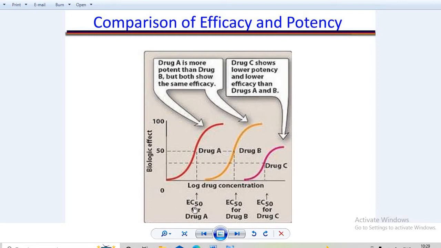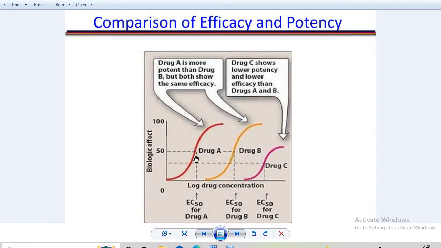Now what is this EC50? It means how much concentration of the drug is required to produce 50% of the maximum biological response. Now 100 is the maximum biological response, as you are looking at this, and 0 is the minimum response. So obviously 50% is half of the maximum biological response.